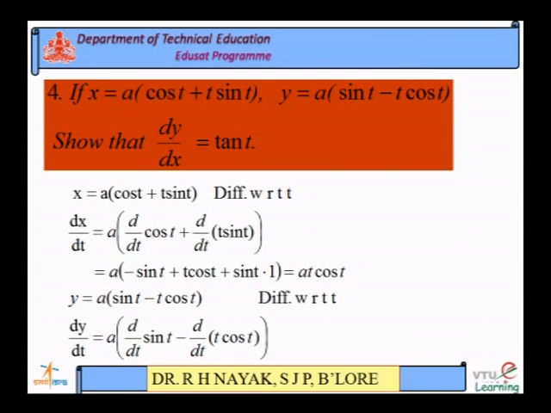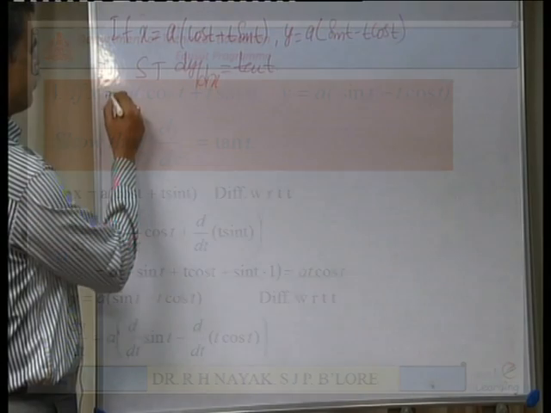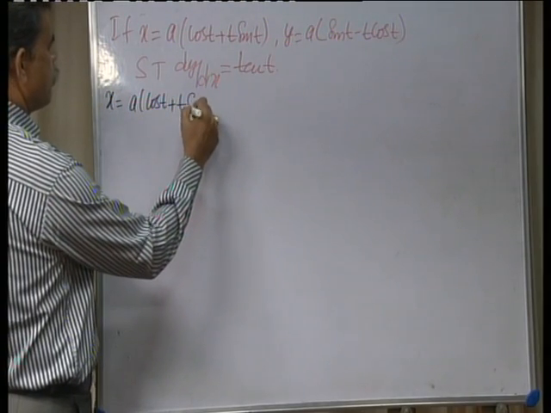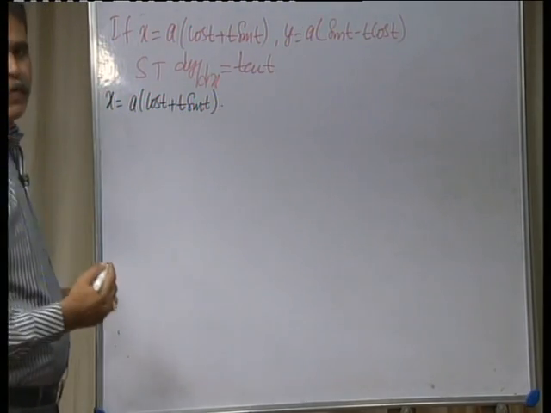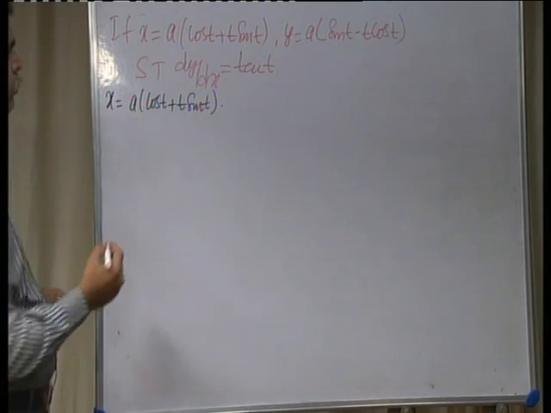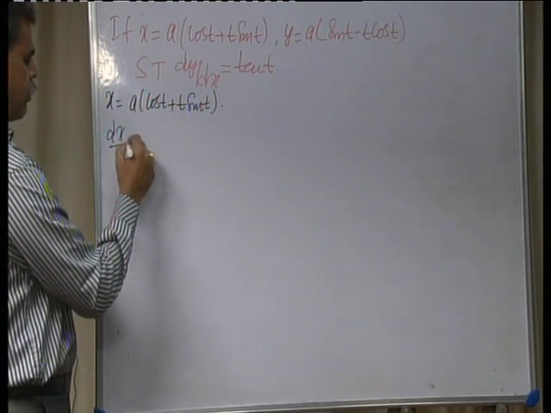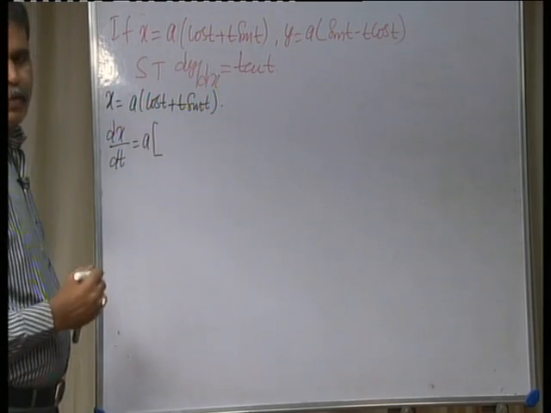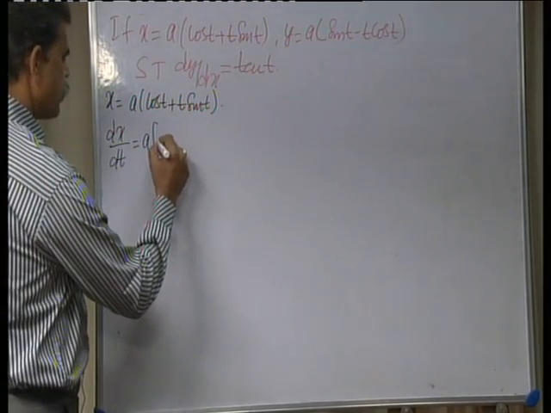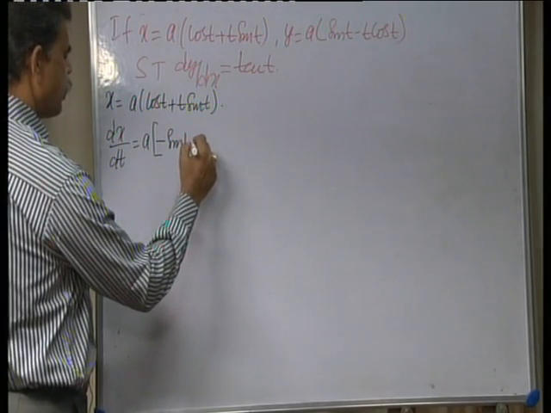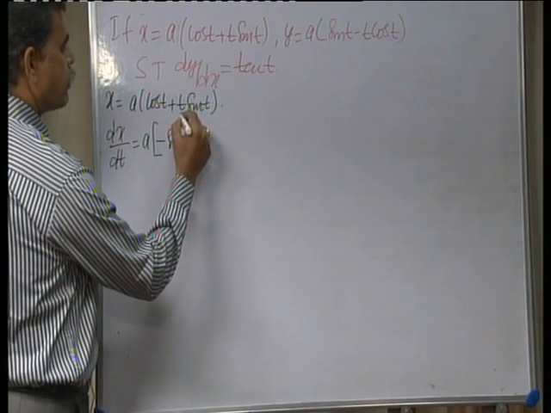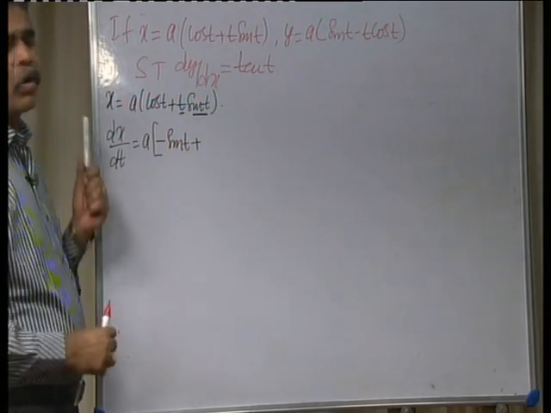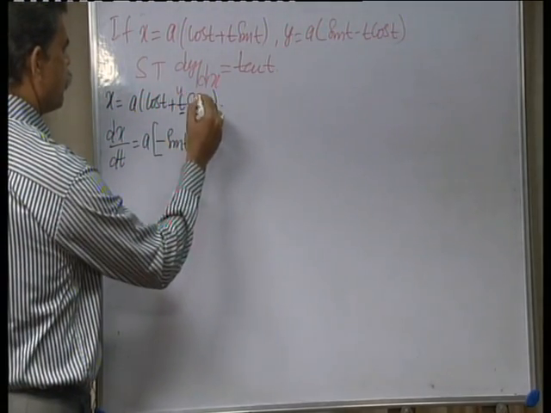See the answer for this. You take x is equal to a into cos t plus t sin t. Differentiate x with respect to t. We get dx divided by dt. A is constant, we keep it as it is. What is the differentiation of cos t? It is minus sin t, plus the differentiation of t into sin t. Take t into sin t with the product rule, where this is u and this is v.